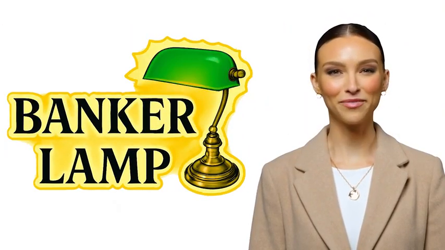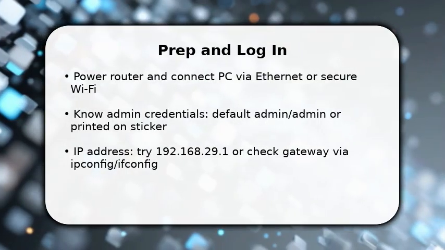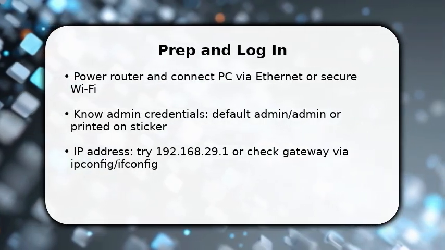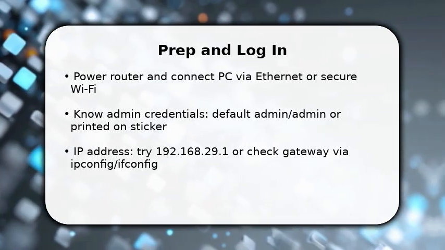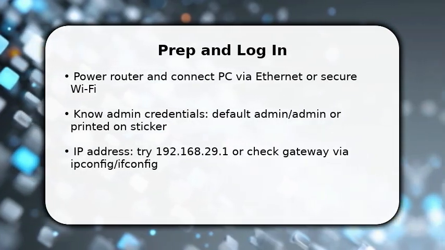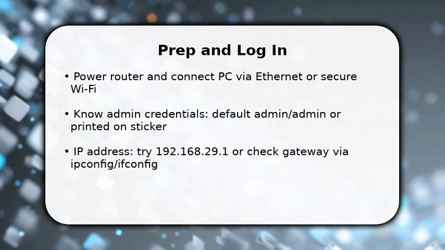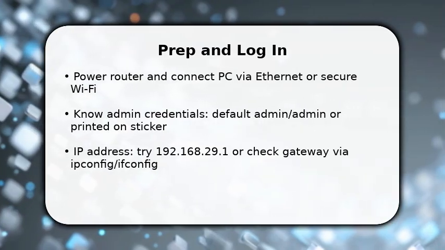Please enjoy the video. You start by powering the Jio Fiber router and connecting your computer with Ethernet for reliability. Wi-Fi works, but Ethernet avoids session drops. Open a browser and enter the gateway IP, commonly 192.168.29.1, because this address reaches the router directly.